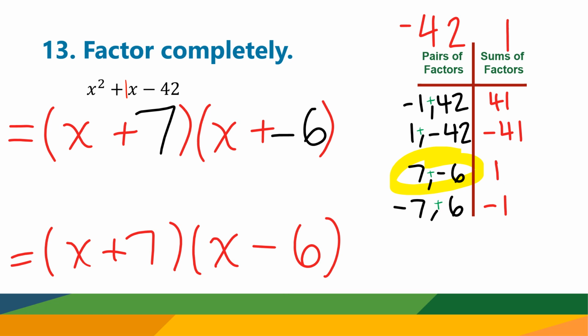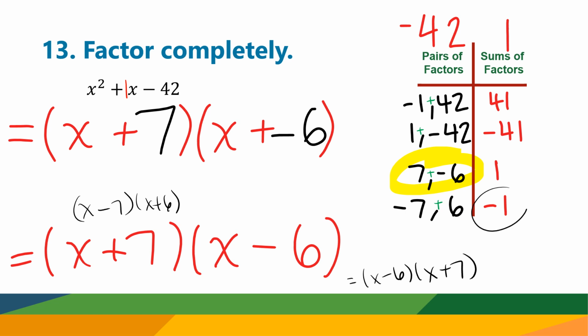And again, if you wrote this in the opposite order, so if you did x minus 6 first and then x plus 7 second, that is totally fine. What's not fine is you could not do x minus 7 and x plus 6. Okay, that's the wrong factor pair. That adds to -1. We were looking for it to add to +1. All right, so just be extra careful there. I'm trying to show you all the ways you could write the answer, but I know that also can create some confusion.